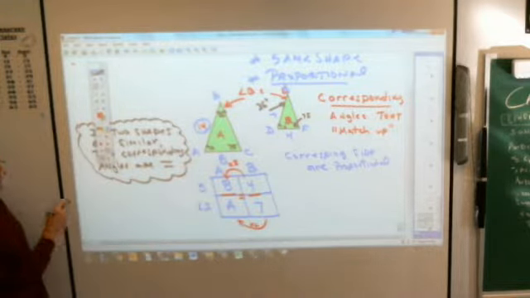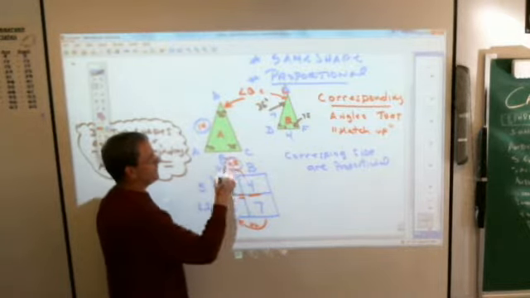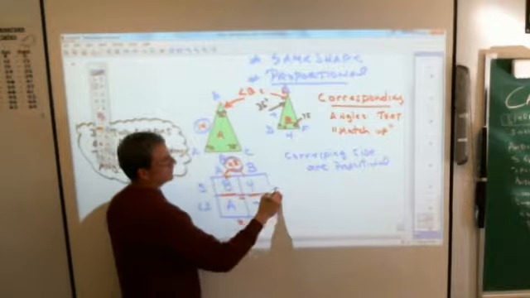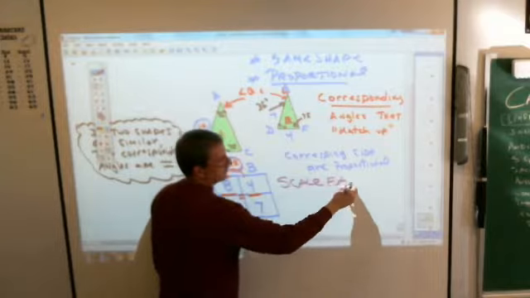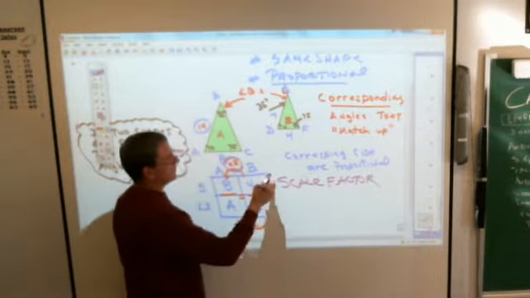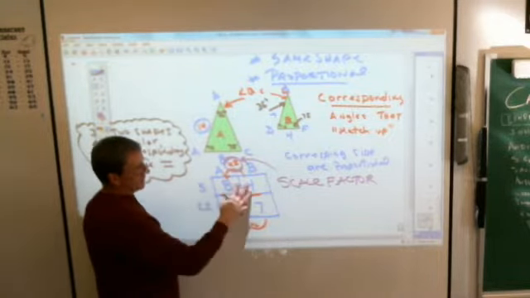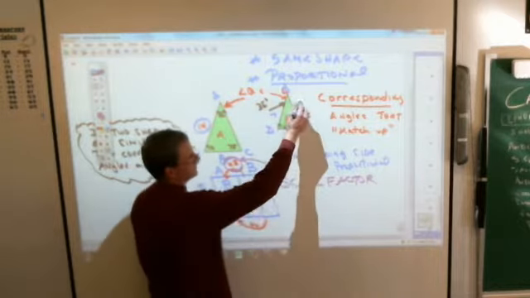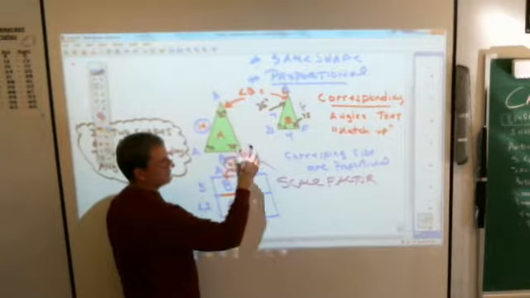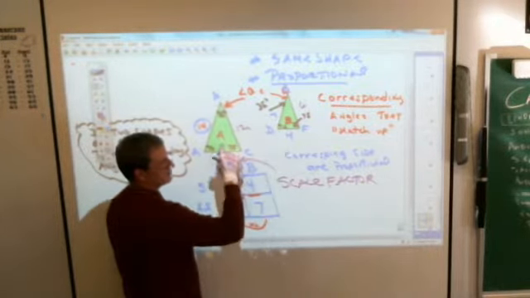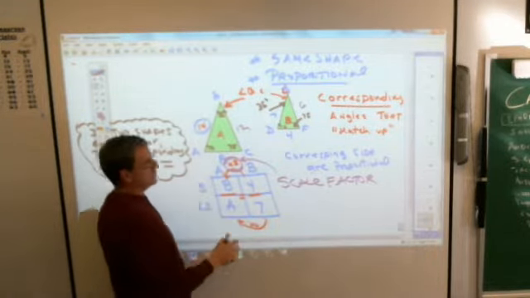Got that? And along those same lines, ladies and gentlemen, this thing that we multiply by, this times 2, is what we call the scale factor. And really, you don't almost have to do this, because if you know that this side was 6, you just multiply 6 by the scale factor, and it's going to tell you this side over here. This triangle is twice, the dimensions are twice the size of that triangle, because its scale factor is 2.